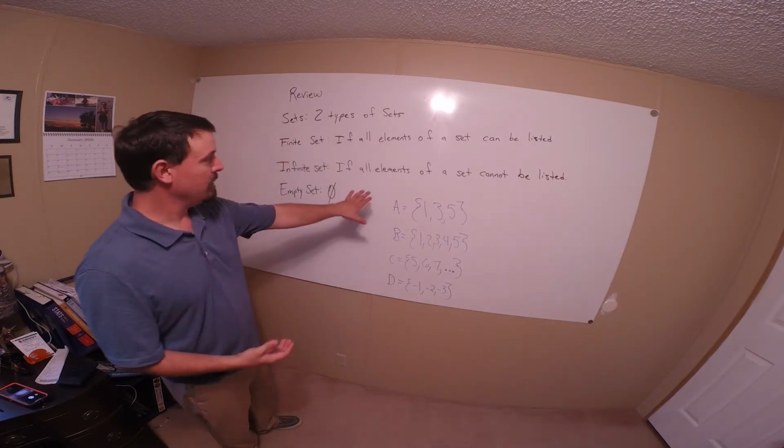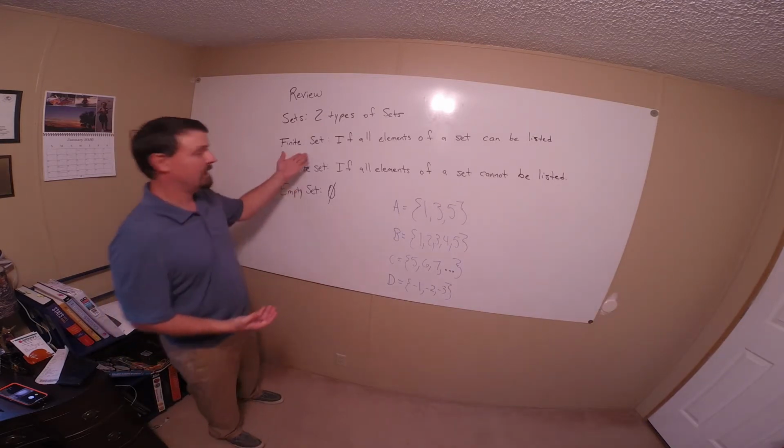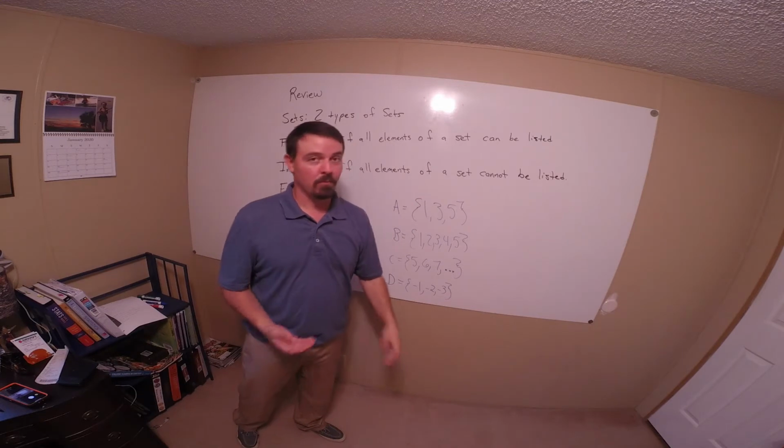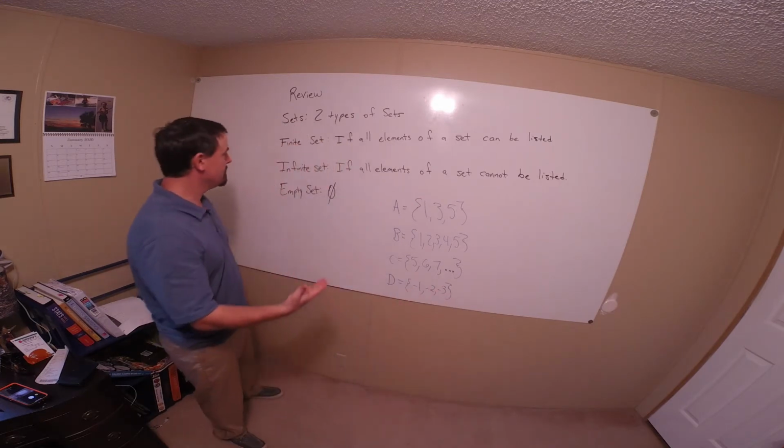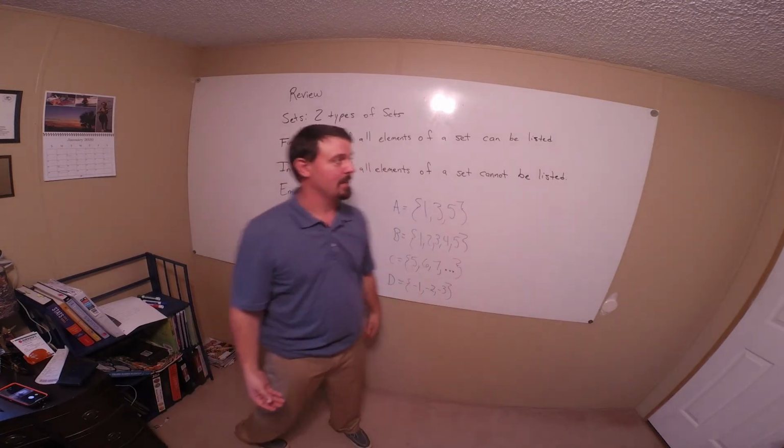So, the first thing we're going to do is go over the types of sets. There's only two of them. You can have a finite set, which is a set where all the elements can actually be listed, or you can have an infinite set where you can't list all the elements inside the set.